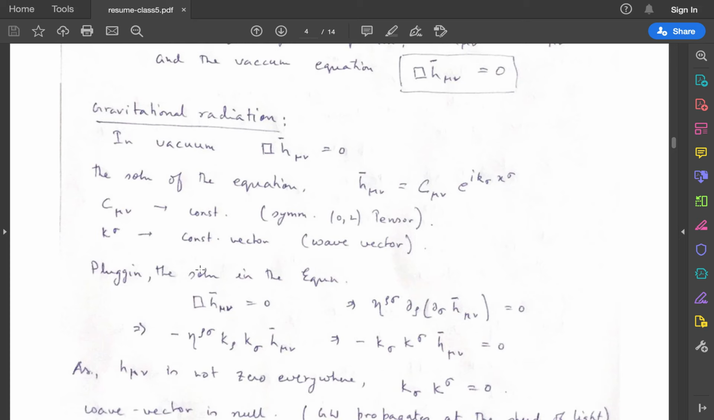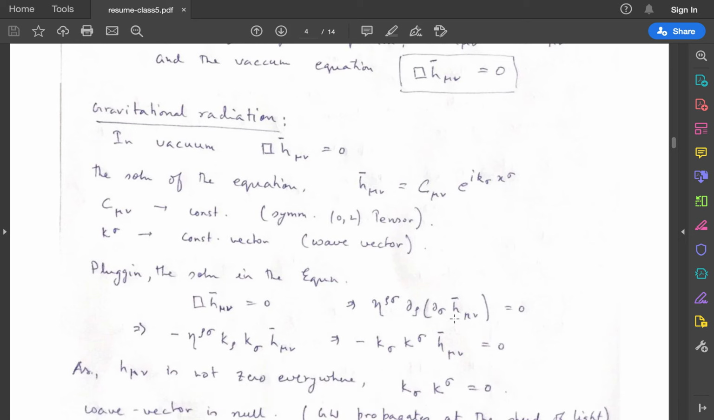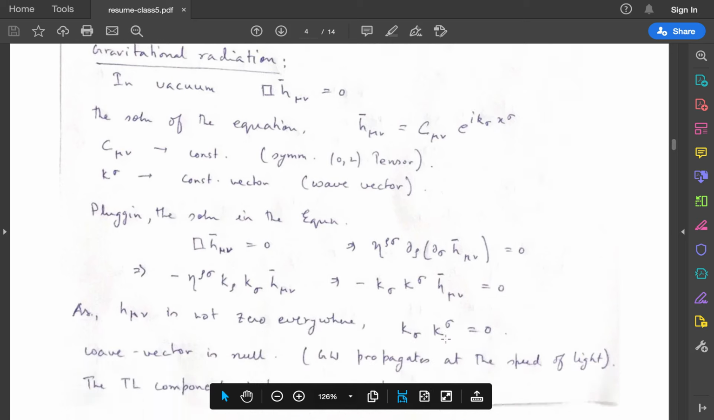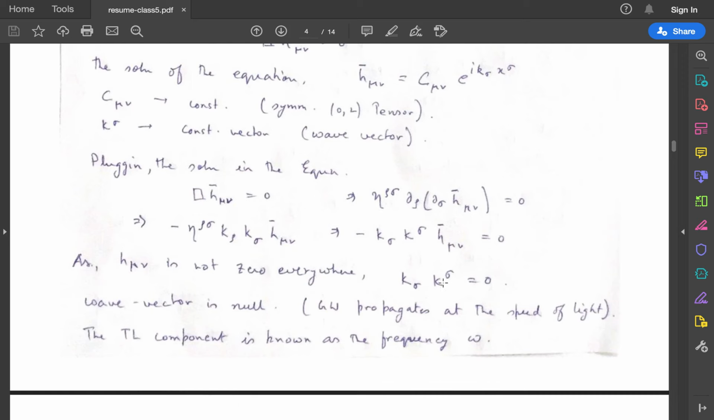Okay, if I now plug this solution into this equation, you can easily check that this is nothing but the d'Alembertian, which in terms of η^ρσ is η^ρσ ∂_ρ ∂_σ of h̄_μν. Doing one after the other, you will have k_σ k^σ h̄_μν equal to 0, and we have assumed that h̄_μν is not always 0. h̄_μν is the solution we are looking for. Therefore, the only thing that can be 0 is k_σ k^σ.